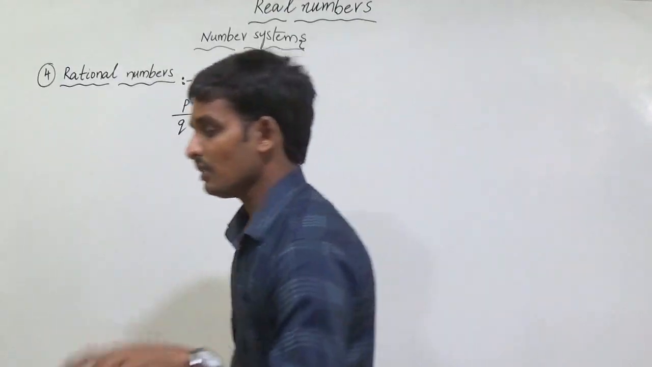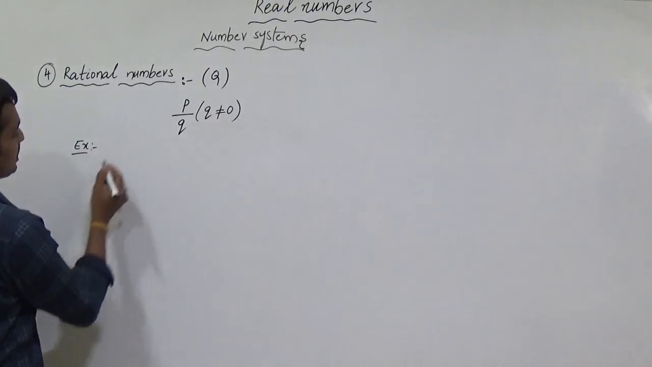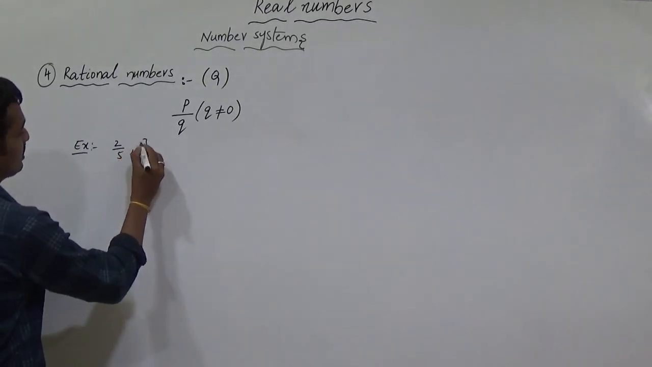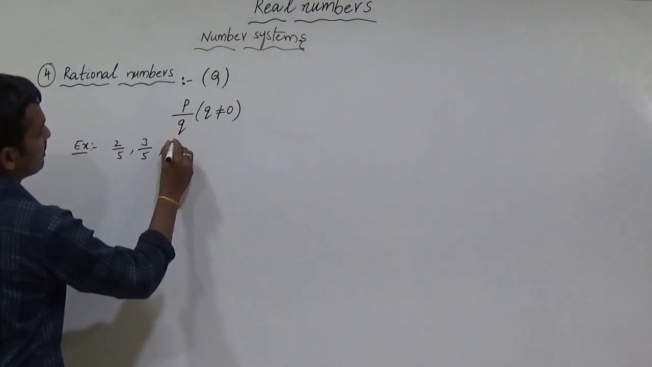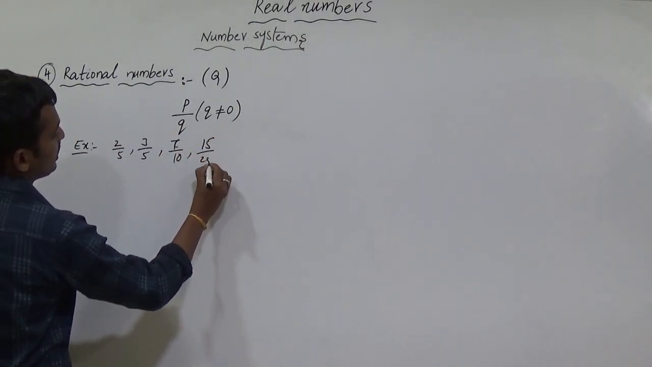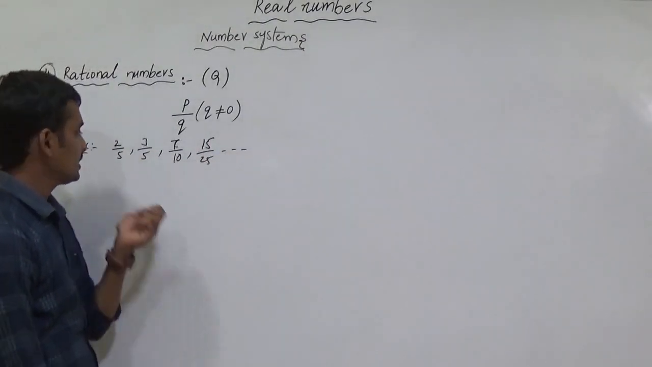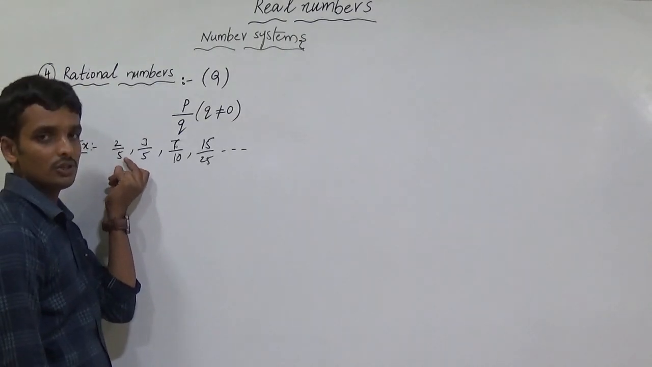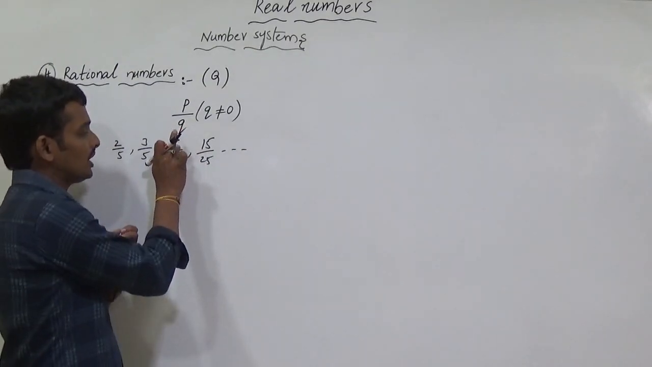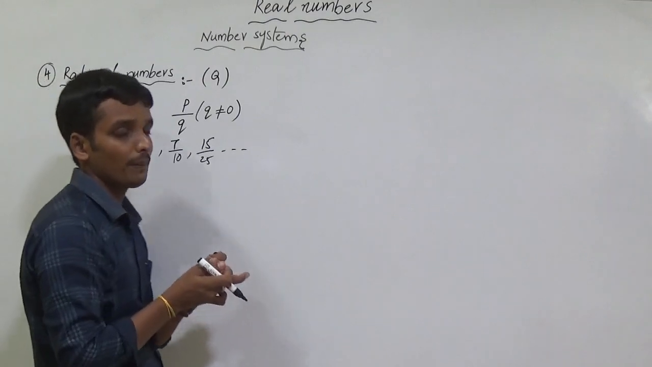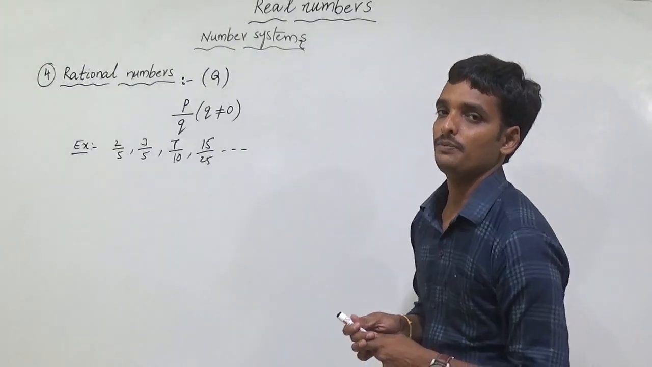Okay. So now the examples of the rational numbers. The examples are 2 by 5, 3 by 5, 8 by 10, 7 by 10, 15 by 25, and so on. These are the rational numbers. In all the cases, the denominator Q is not equal to 0. Here Q is equal to 5, 5, 10, 25. These all are rational numbers, as they are in the form of P by Q where the denominator Q is not equal to 0.